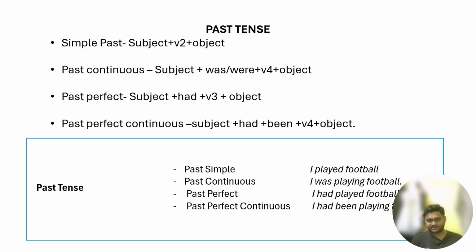And the last is past perfect continuous. Its structure is subject plus had plus been plus V4 plus object. So an example of past perfect continuous would be I had been playing football. So this is how the past tense comes to an end.